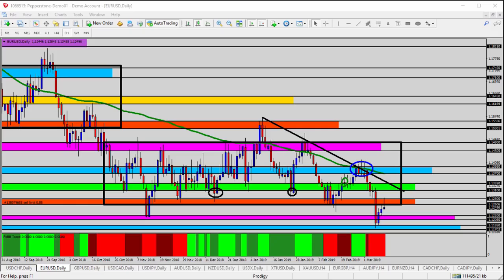Today we're going to take a look at the EURUSD, the euro versus the US dollar, for today's trade analysis. As we start here on the daily time frame, we can see that the currency pair has been in a downtrend for the past couple of weeks.